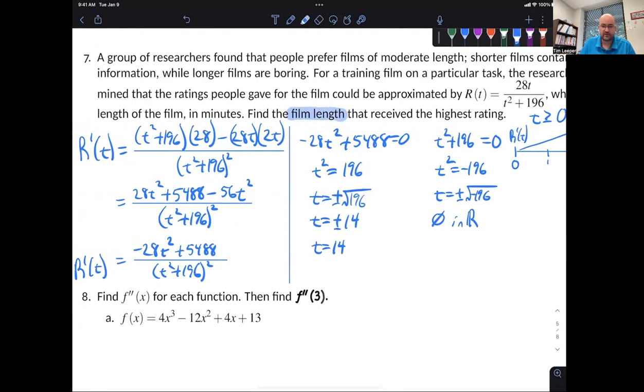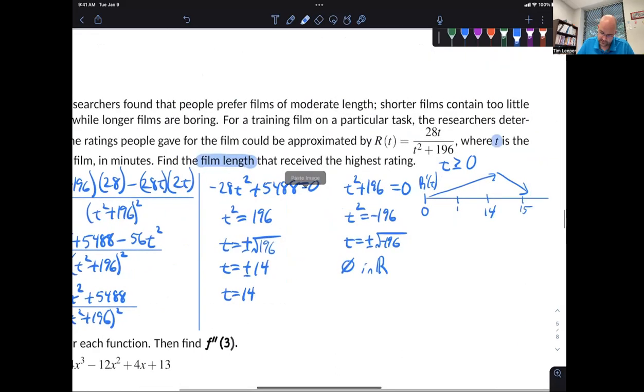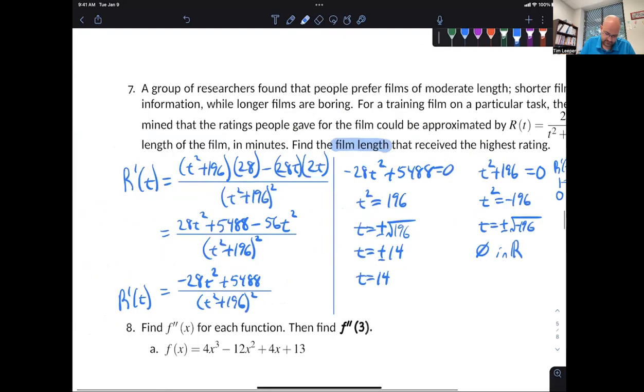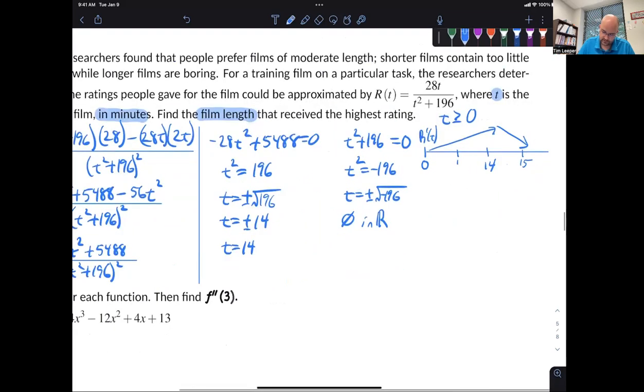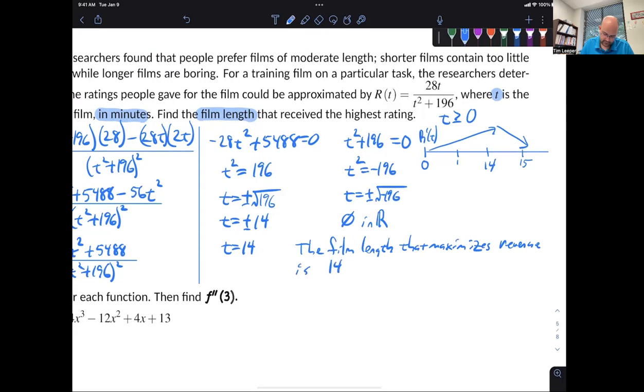So find the film length that received the highest rating, not what is the highest rating. Find the film length, and the length is the time in minutes. And t, again, where does it say? t is in minutes. So the film length that maximizes the rating is 14 minutes.